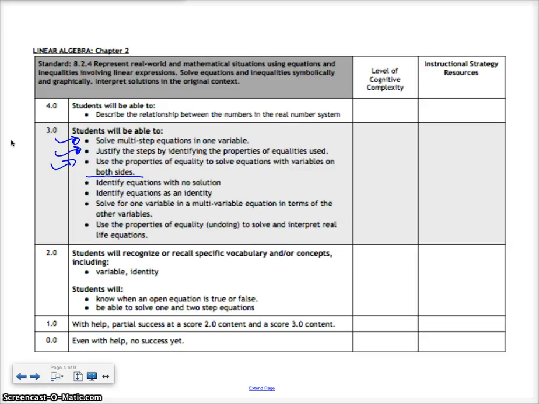Today, we're going to deal with these two bullets. They're called a special type of equation or special solutions. You're either going to have something called a no solution or something called an identity. So that's what we're going to be working on today. There's special types of answers that you get.